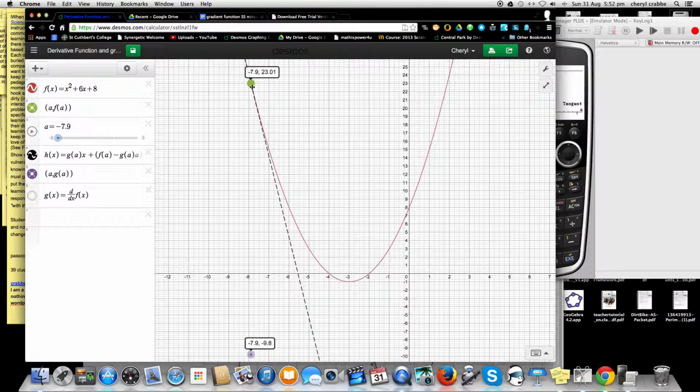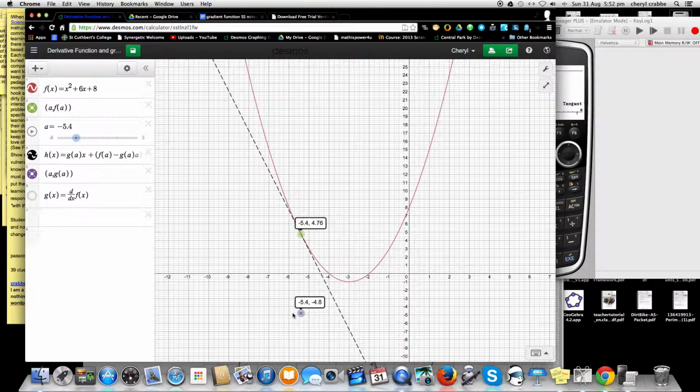And as we move our tangents and keep redrawing tangent lines to the curve, you'll see that the gradient is still negative. It's negative 8.2, and so on, and we keep moving it. It's still negative, negative 5.8. So this is mimicking the gradient function, as we go along and take the gradients of the tangent lines.